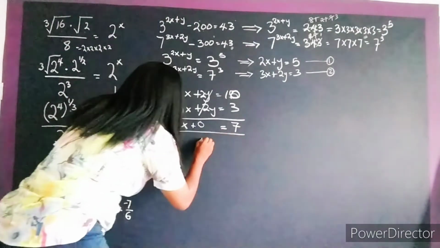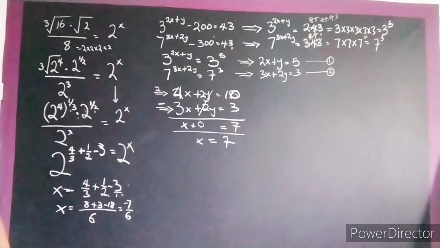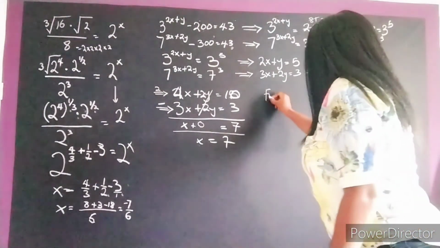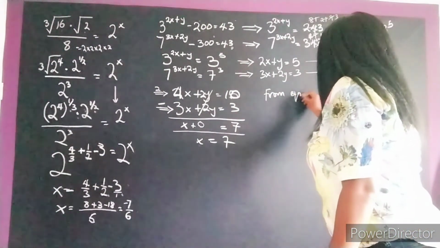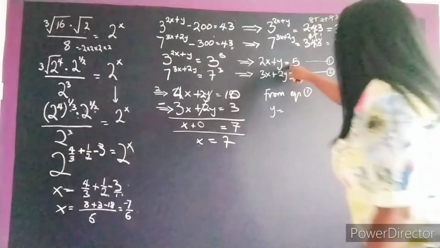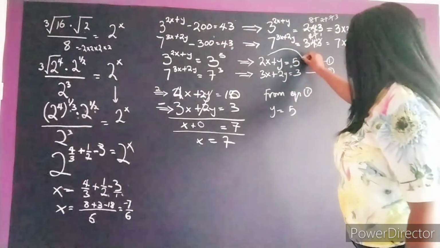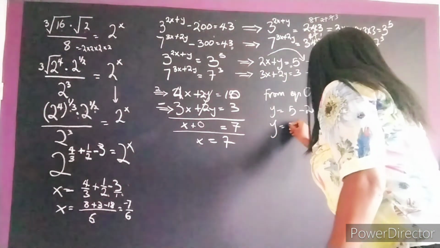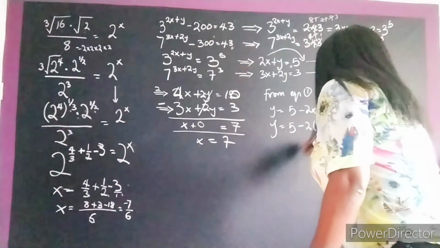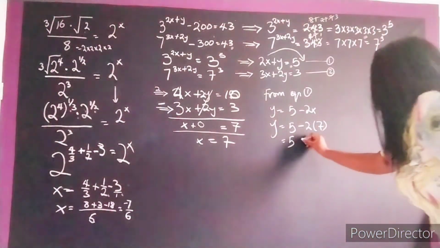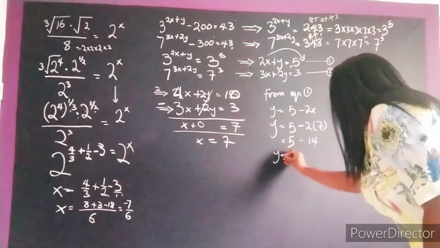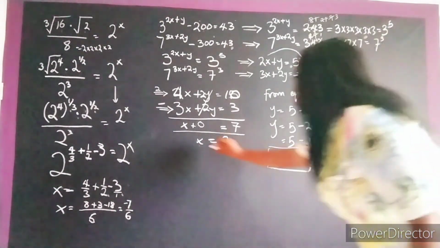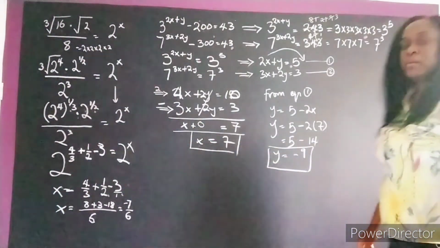Right? So therefore, I have x equal to 7. So from equation 1, I can find the value of y. From equation 1, we'll say y is equal to 5, and this jumps over to this side, minus 2x. So if I substitute the value of 7, I'll have y equal to 5 minus 2x, which is equal to 5 minus 14. Therefore, y is equal to minus 9. So here we have the values of x and y.